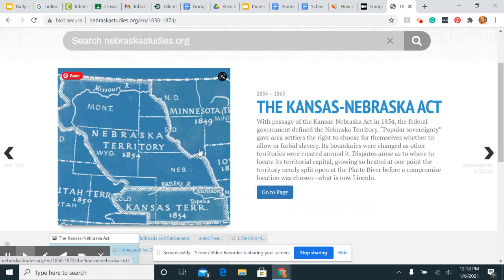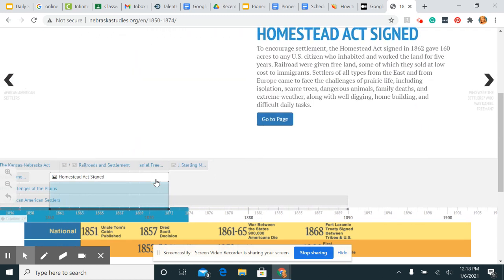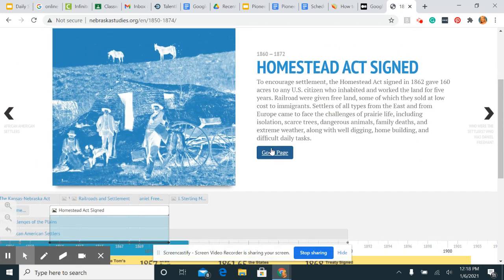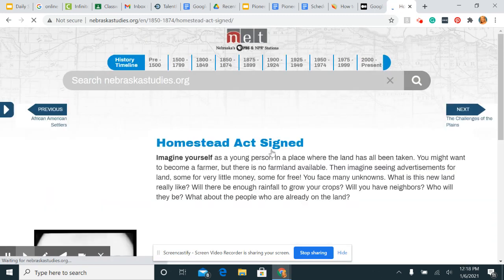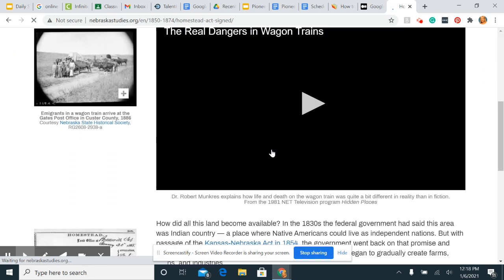And in your packet, the first thing that you want to look at is Homestead Act. So if you click on that, it brings you to the Homestead Act. You can go to the page. In your packet, there's a note sheet on the third page with some information about it.